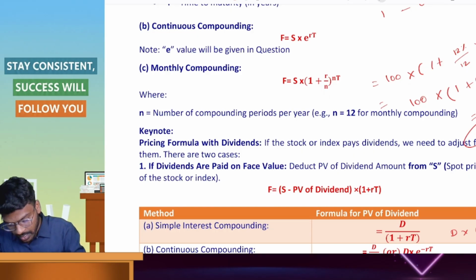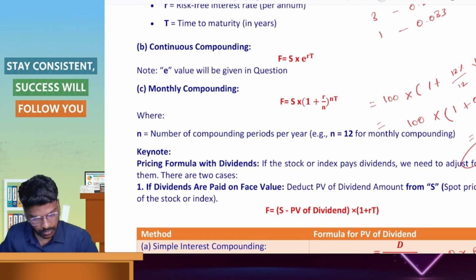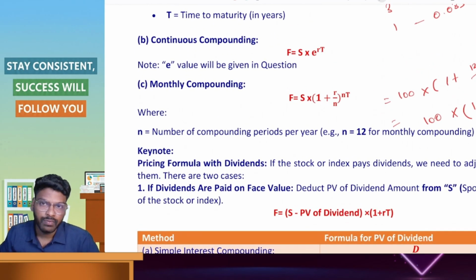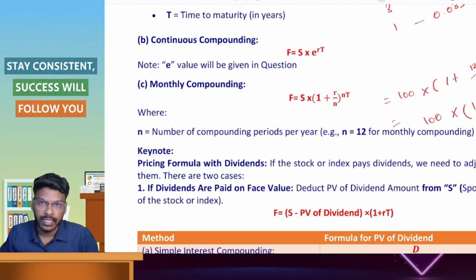Next, N. In this case, N, the number of compounding periods per year, is 12 for monthly compounding. If you remember this formula and also how the formula is created, you will understand. Then it is very simple.